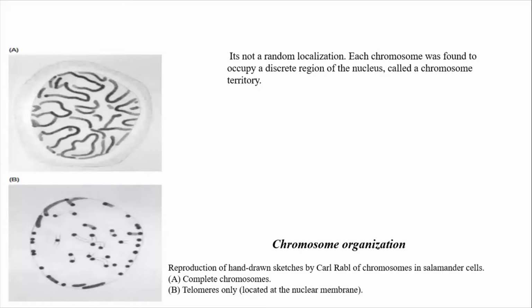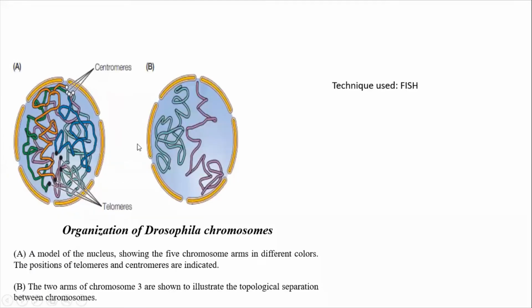Now, the same figure with the help of a color diagram. The technique they used is FISH, that is, fluorescent in situ hybridization. We'll talk about the technique in the technique section. Now this is a model of the nucleus showing the 5 chromosome arms in different colors. The positions of telomeres and centromeres are indicated. Where do you see the telomere and centromere positions? It is towards the inside, or the center, of the nucleus, right? Are you able to follow?